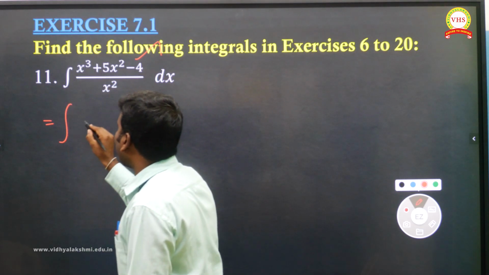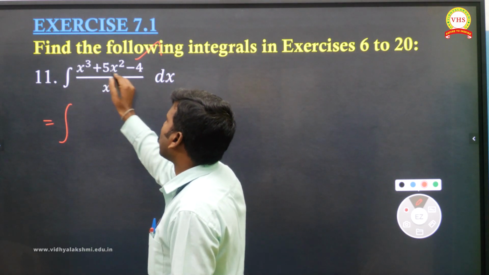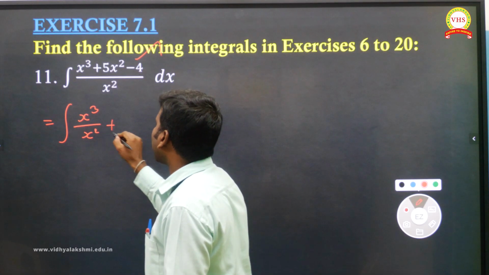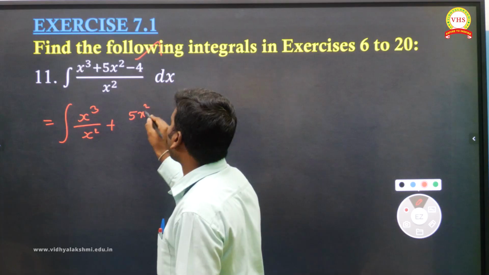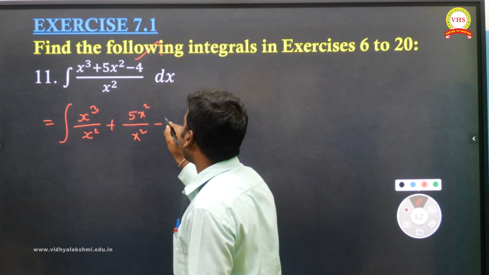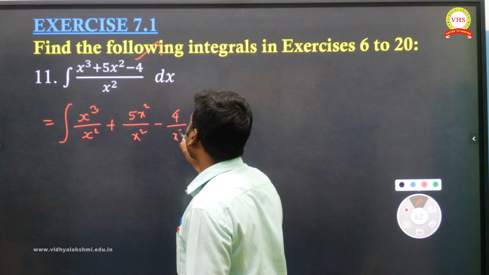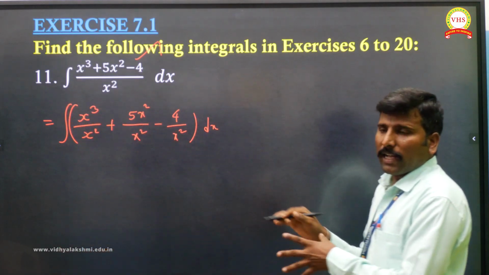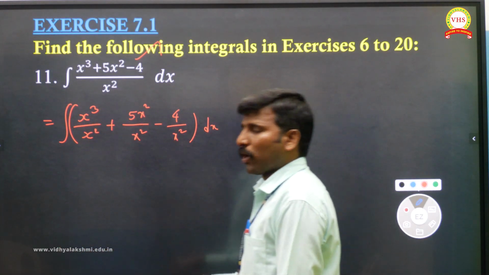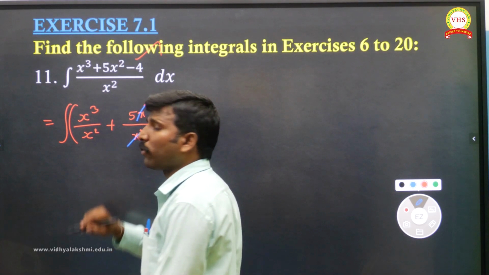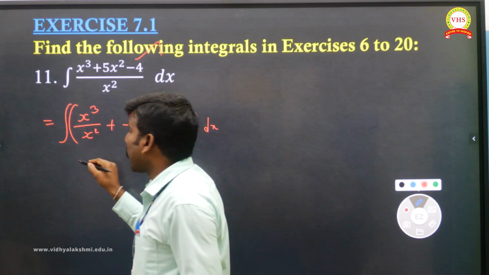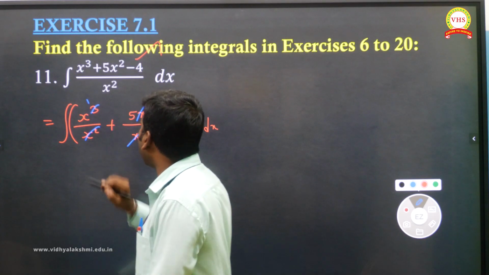So in the integral, take x square and apply it separately. So x cube divided by x square, plus 5 times x square divided by x square, minus 4 divided by x square, overall into dx. Have you understood what I did? I just applied the denominator separately for all. So x square you can cancel. One more thing, this is power 3 and power 2, so you have to subtract 3 minus 2, now 1. So x power 1 will be there.